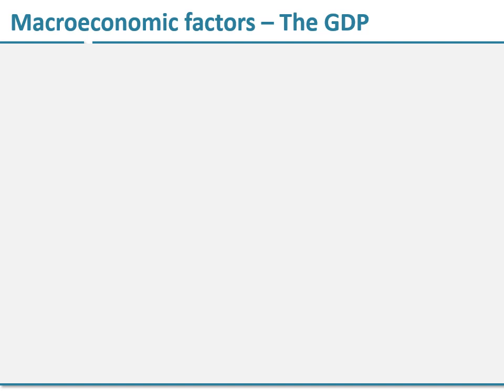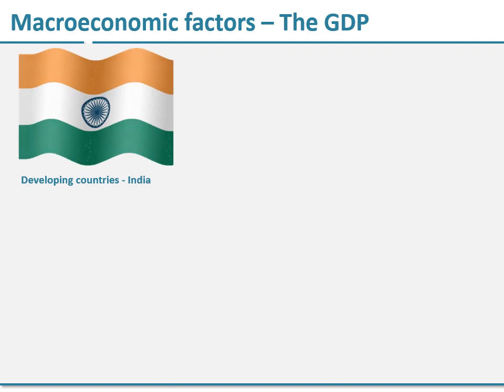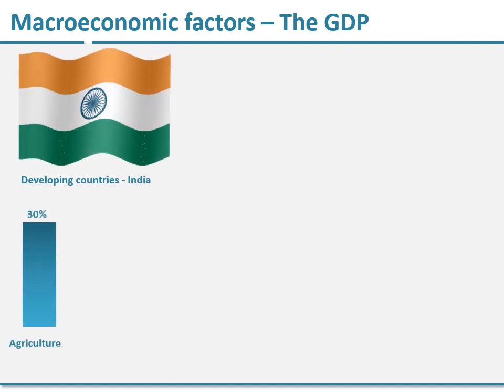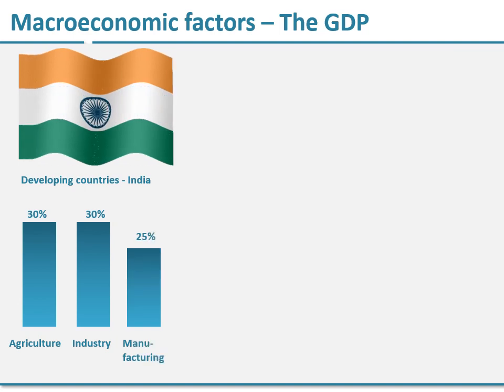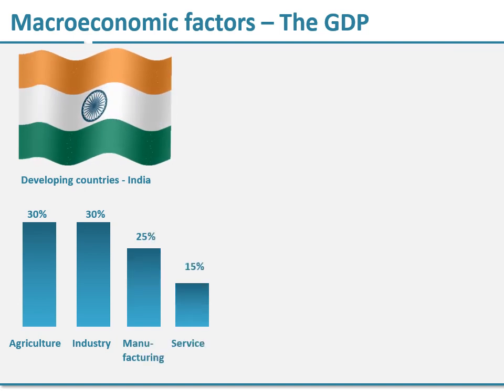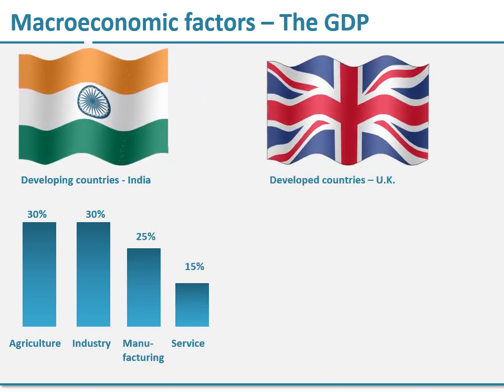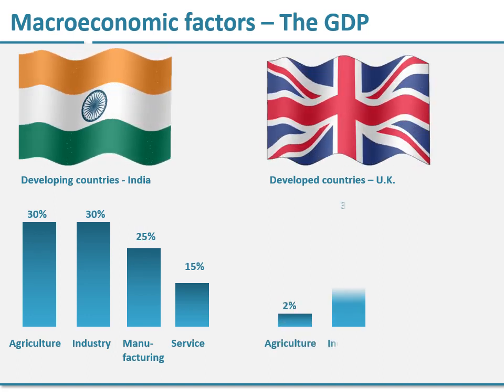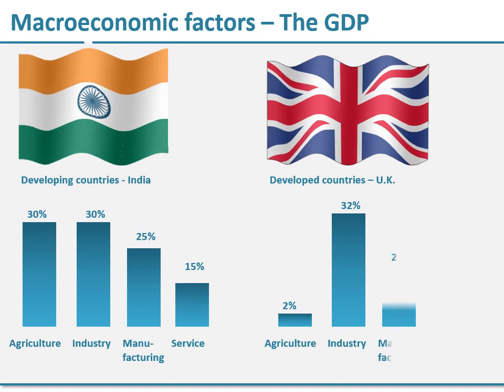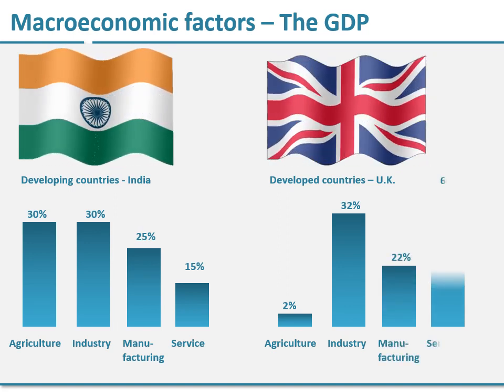Now let's take a look at the macroeconomic factors, the GDP. With developing countries like India: agriculture at 30%, industry at 30%, manufacturing at 25% and service at 15%. With developed countries like the UK: agriculture at 2%, industry at 32%, manufacturing at 22% and service at 66%.